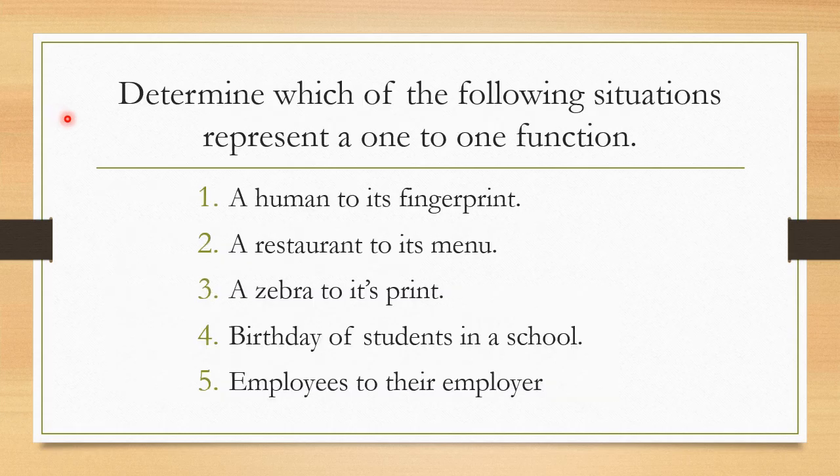Okay, now let's try to determine which of the following situations represent a one-to-one function. Number 1, a human to its fingerprint. Yes, that is a one-to-one function. How about number 2, a restaurant to its menu? No, it's not a one-to-one function. Number 3, a zebra to its print? Yes, that is a one-to-one function.